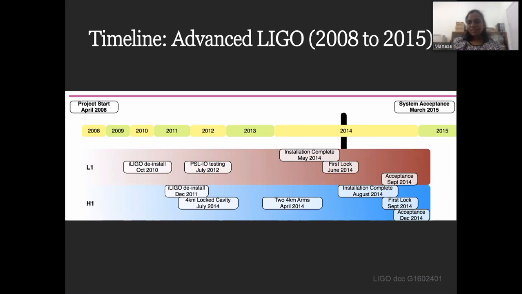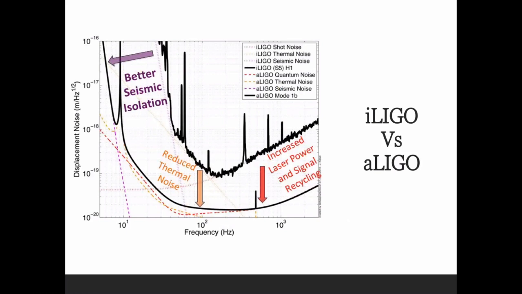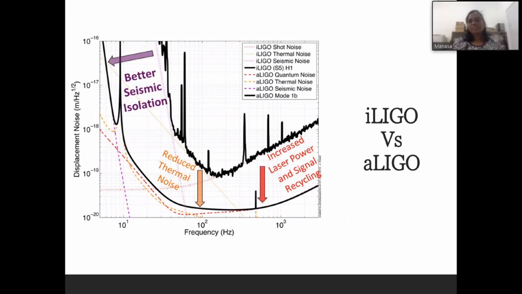All these subsystems that I mentioned have come together over a period of time from 2008 to 2015, although I should say that the R&D started way ahead of 2008, while people were still working with iLIGO. And what this means on the noise plot is better sensitivity of the detector itself. We were able to do better in terms of seismic isolation, thereby reducing the noise at the lower frequencies. With increased laser power and signal recycling, we improved a lot in sensitivity for the higher frequencies. We improved thermal noise by changing the suspensions and the materials that we have been using for building the components of the interferometer.